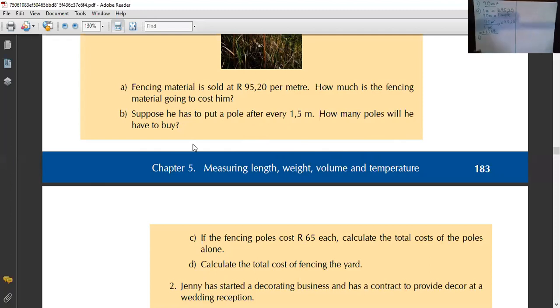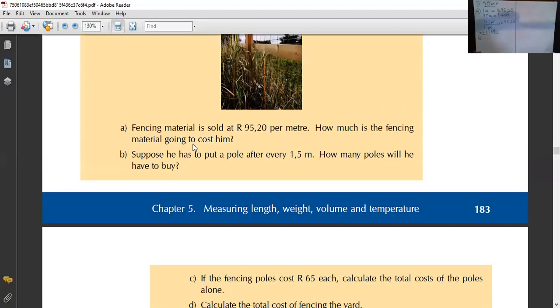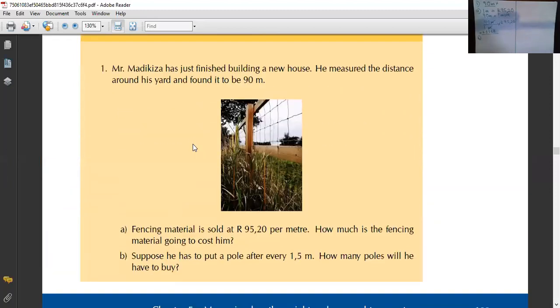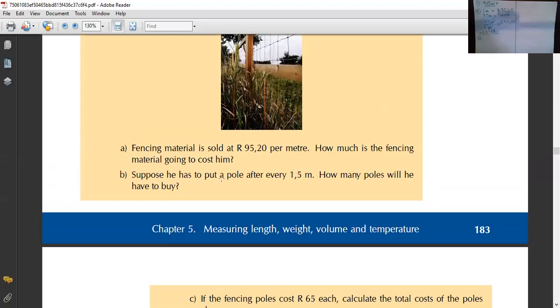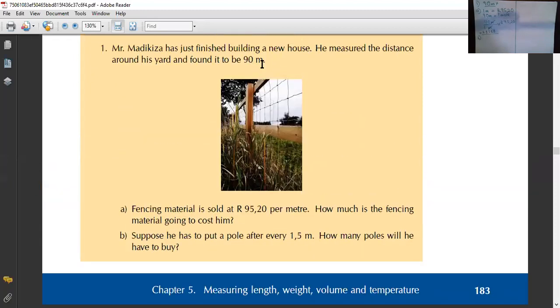How many poles will Mr. Matikiza have to buy? For us to figure out that, we have to make use of the 90 meters we have been told about. So we have to figure out how many 1.5 meters we can get from 90 meters. That is the question to be answered. How many 1.5 meters do we get from these 90 meters we have been told about? These 90 meters. That is what we are making use of.